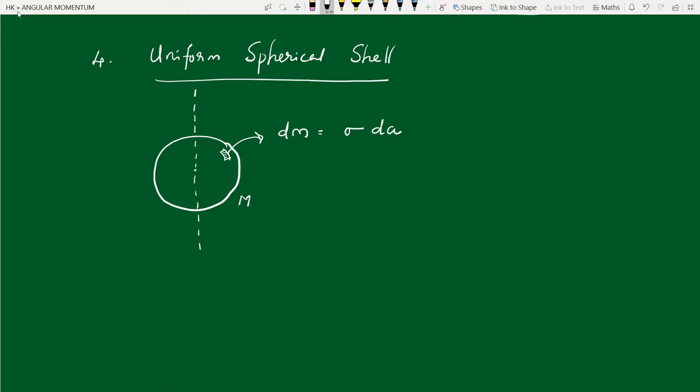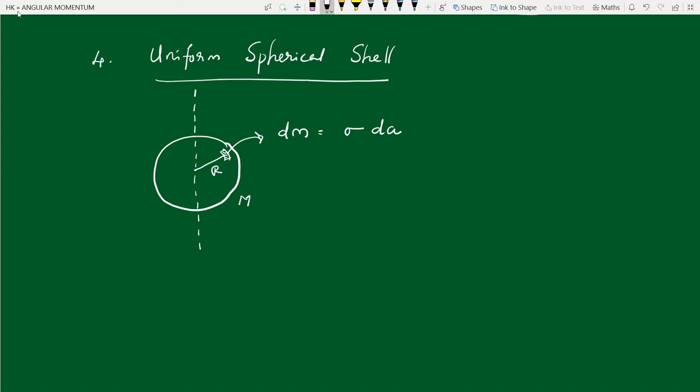Since it is on the surface, what is the distance of this patch from the center? It is capital R. Assume that I am drawing this patch on the surface. Consider our shell as a balloon, a spherical balloon, or a football, and this patch is on the surface of that balloon or football. So its distance from the center is capital R.